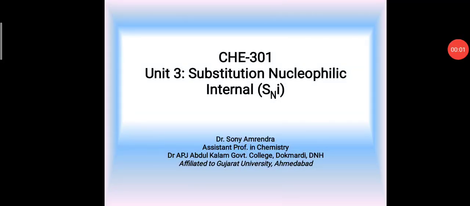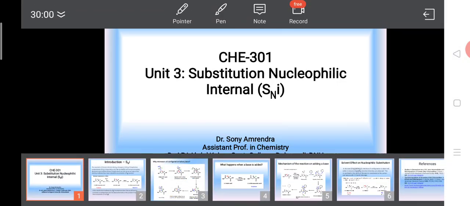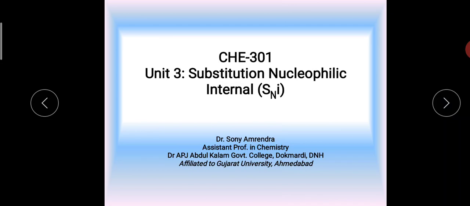So till now we have seen two different types of nucleophilic substitution reaction, that is your unimolecular nucleophilic substitution as well as your bimolecular nucleophilic substitution. We also saw the various factors that affect the rate as well as the mechanism of your nucleophilic substitution reaction. Now we are going to proceed with another type of nucleophilic substitution reaction, which is called internal nucleophilic substitution.